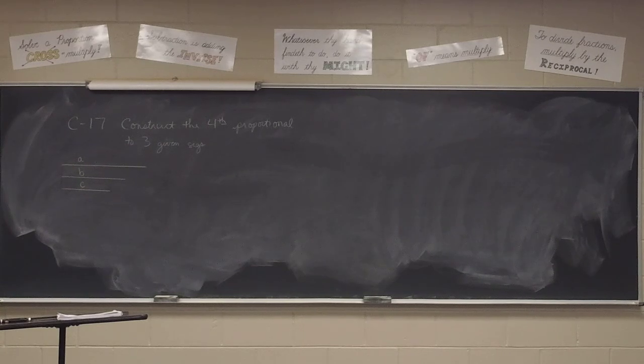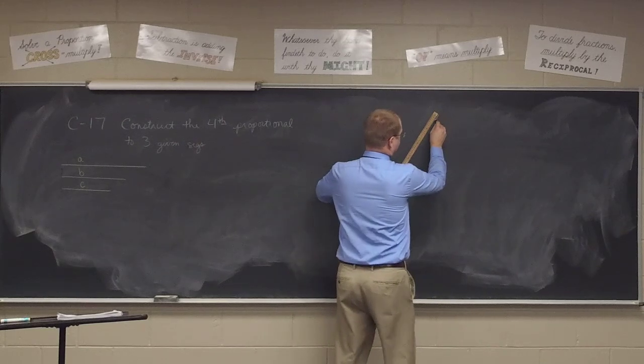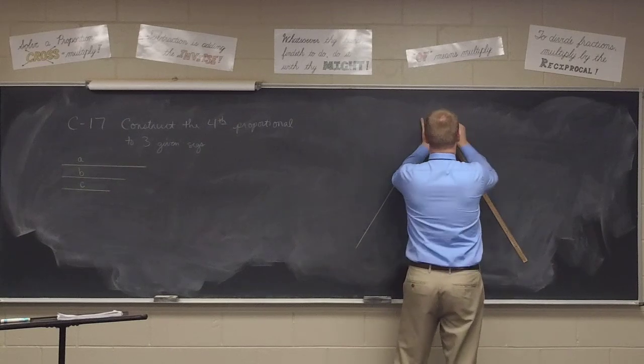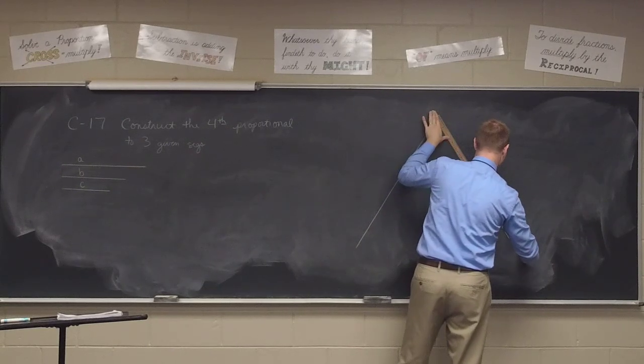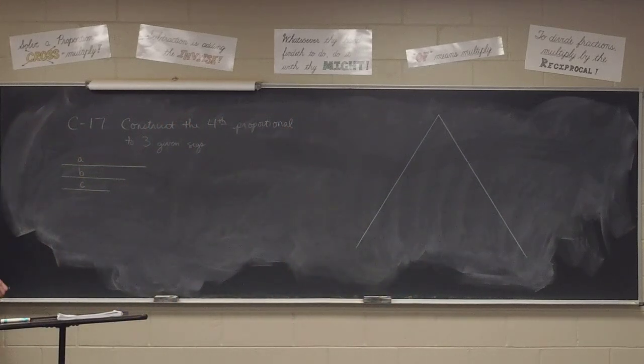What should we do first if we want to construct the fourth proportional to these three segments? Jamie? We should draw two long lines for the sides of the triangle. Good, two long lines that are going to be the sides of the triangle. Again, this is based on the Theorem 53 picture. What next, Chris? Mark off first and second segments in succession on one side.